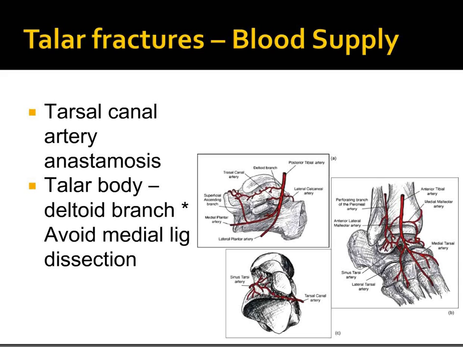In considering talar fractures, one must consider the blood supply. So there's anastomosis that goes through the sinus tarsi. The branches are from the dorsalis pedis and posterior tibial arteries. Importantly, the deltoid branch, which comes off the posterior tibial artery, needs to be preserved, especially when you're dissecting through an anteromedial approach, because that supplies the body. And if that's disrupted off the medial ligament, it can increase your rate of AVN.